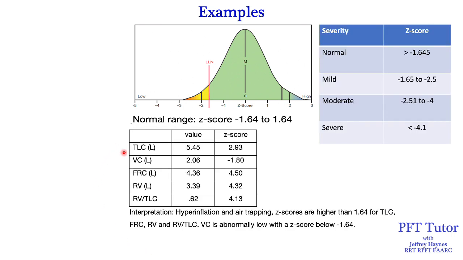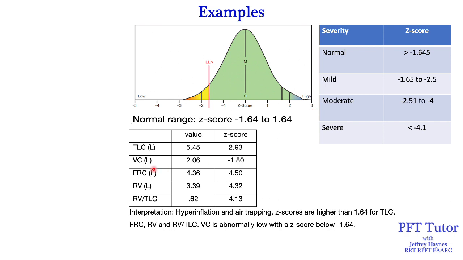In this set of data, we have a TLC of 5.45 liters. The z-score is plus 2.93. So that's going to be over here on the bell curve. The FRC of 4.36 also has a very high z-score, plus 4.5. It's off the scale. Same thing applies to the residual volume, a very high z-score of 4.3, once again off the scale. And the RV to TLC ratio of 0.62 is also high with a z-score higher than 4. All of them are off the scale over here.